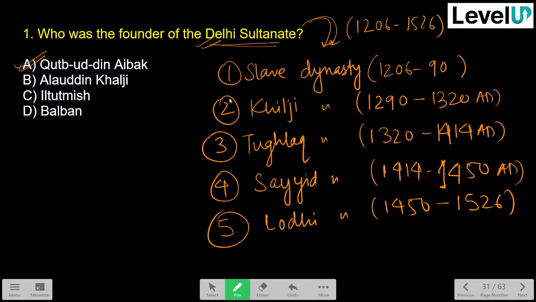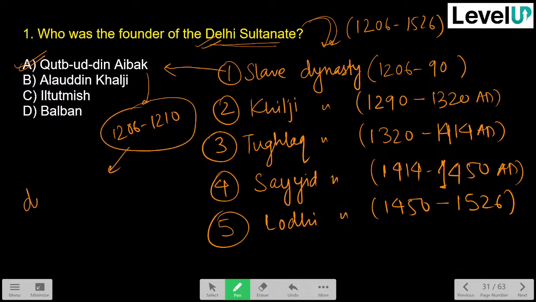So I have taught you the Delhi Sultanate here. Who was the founder of Delhi Sultanate? It was Kutubuddin Aibak, the first ruler of the slave dynasty. He ruled from 1206 to 1210, and he died playing what? Chogan. Have you heard about Chogan? Chogan is like polo, horse polo. He died playing Chogan, or polo.